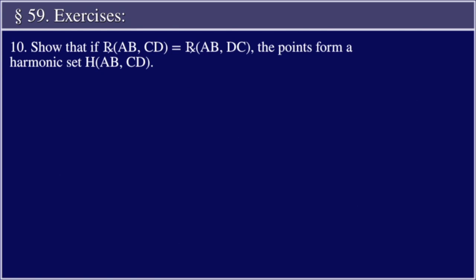10. Show that if the cross ratio R of AB, CD is equal to R of AB, DC, the points form a harmonic set H of AB, CD.